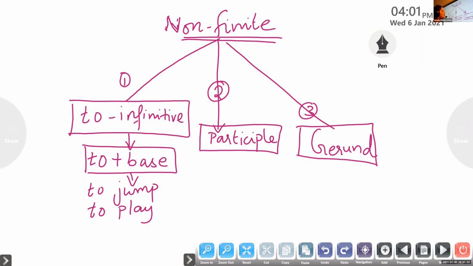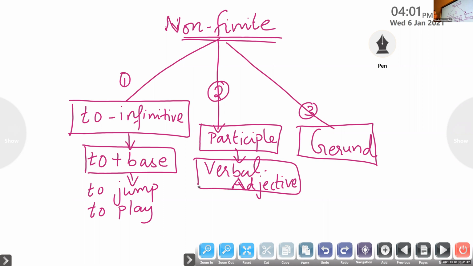Okay, children. The second one is called participles. Remember, it has another name. Participles are also known as verbal adjectives. Please note down the other name: verbal adjectives. Participles are also called verbal adjectives.